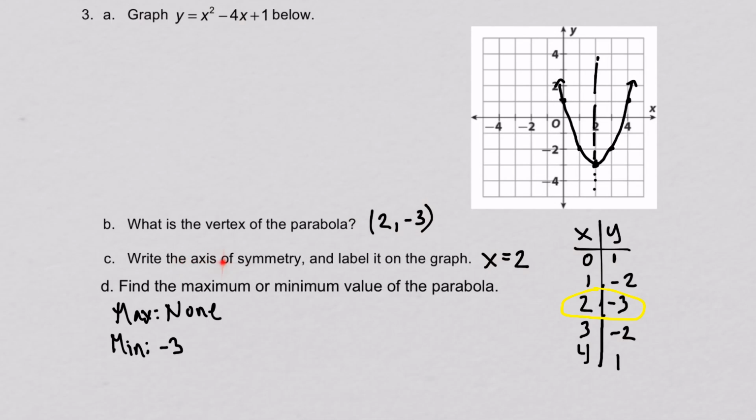The axis of symmetry is a vertical line, and since it's a line, it must always be written in this form, x equals 2. It is not correct to just write 2. That is not the axis of symmetry. The axis of symmetry is x equals 2. And then what's the maximum and the minimum? The maximum, it doesn't have one because it keeps going forever. The minimum is the lowest point of the graph, which is negative 3.